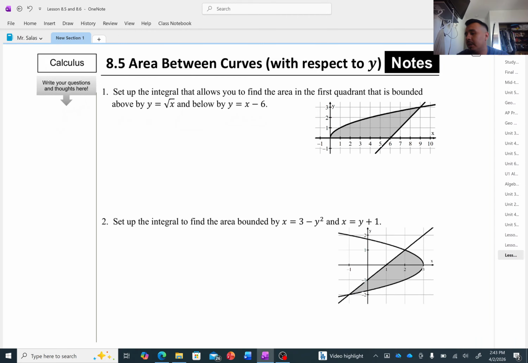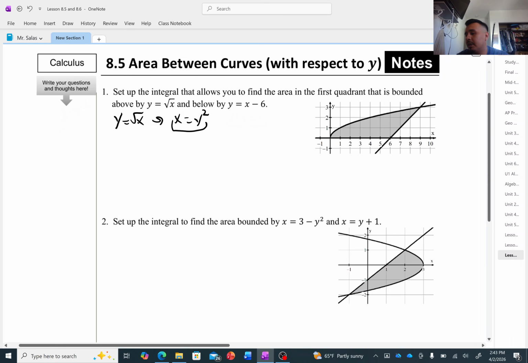So instead of saying y equals, I need to make sure it says x equals. This says y equals square root of x. So I square both sides and I end up with x is equal to y squared. That's the equation I'm going to be using. Next, I have y equals x minus 6. If I want to get x by itself, all I have to do is add 6 to both sides, and I get that x is equal to y plus 6. And that's my second function.